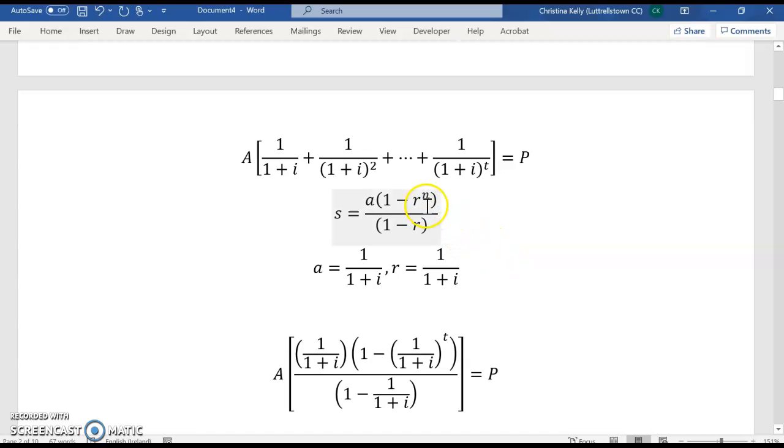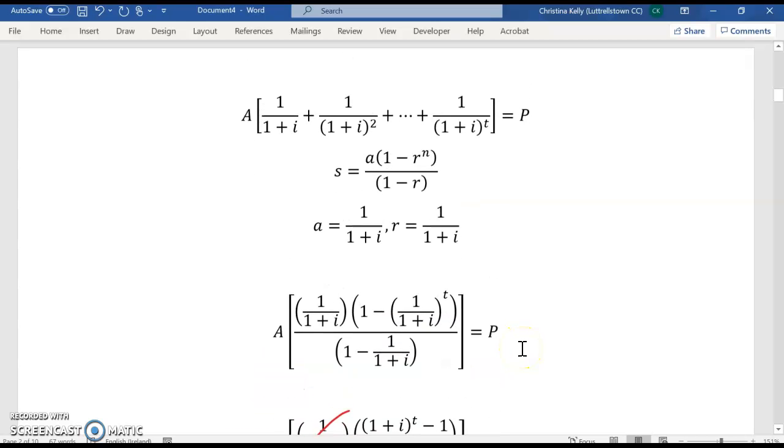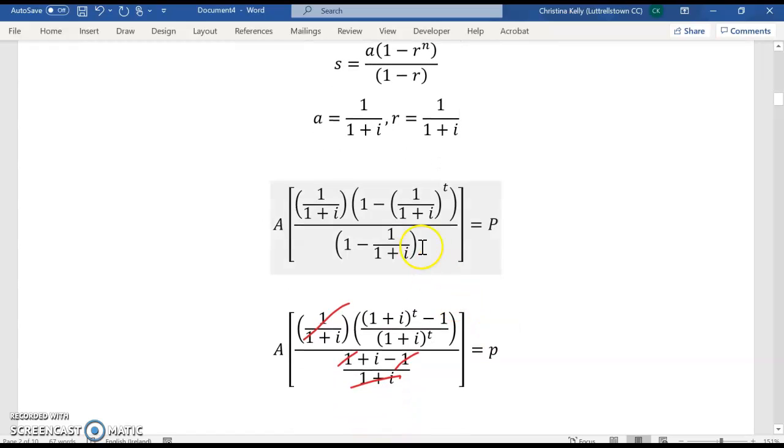N in this case is T because we have T terms. So when we plug these values into this formula using T instead of N, we come up with the final formula down here. So what we need to do is simplify this formula a slight bit by taking common denominators. A common denominator down here will be 1 plus I, and a common denominator within the bracket up here will be (1 plus I) to the power of T. And once we've done the common denominators, we realize that the 1 over 1 plus I in the numerator will cancel with the 1 over 1 plus I in the denominator. And also in the denominator, we have a 1 cancelling with a minus 1.